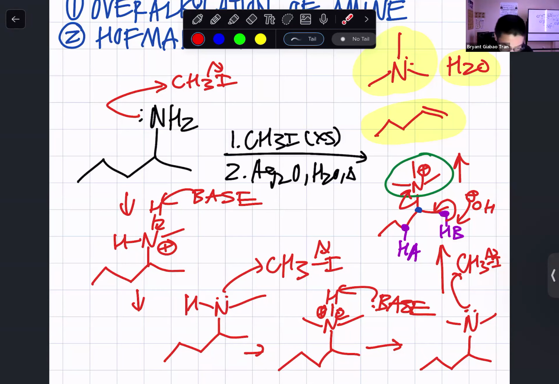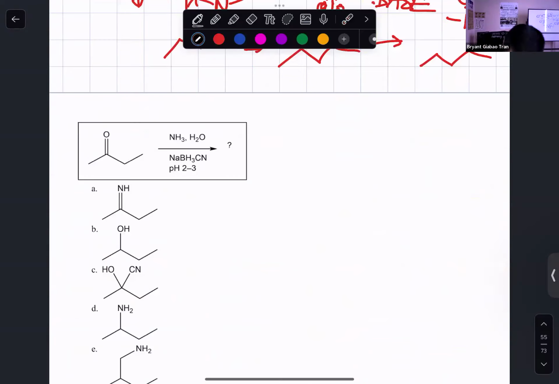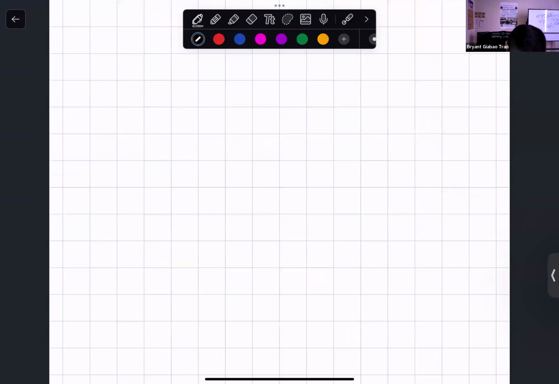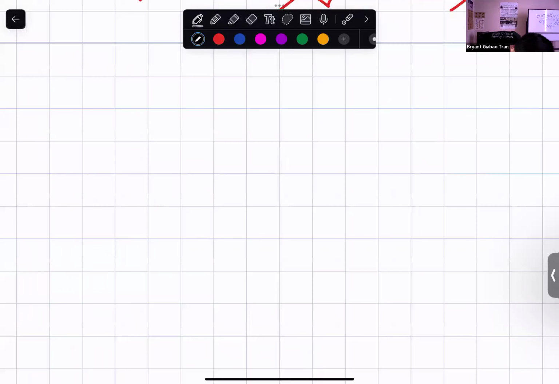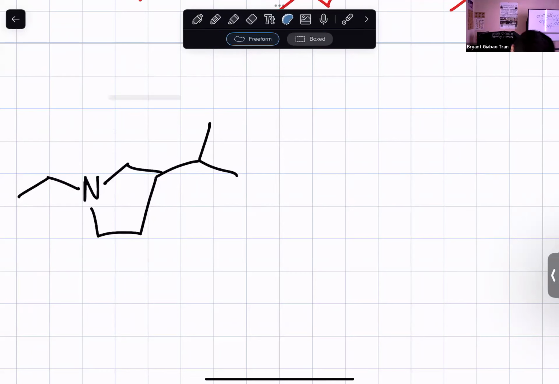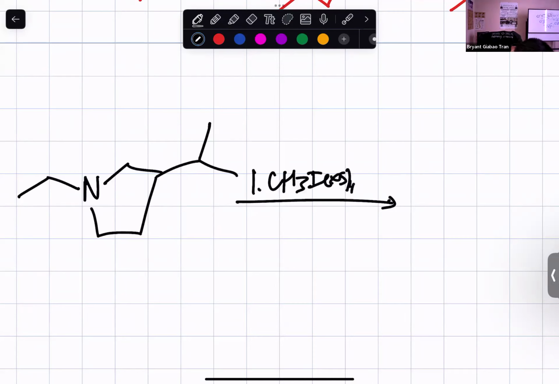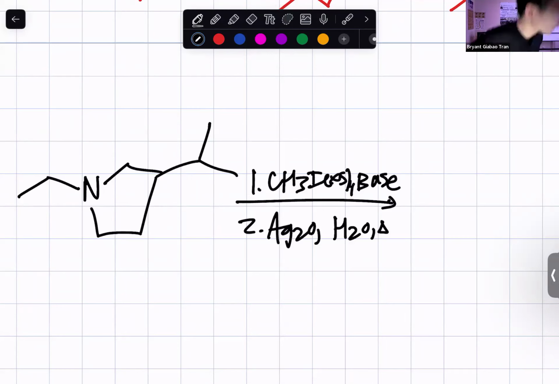Okay, so let's look at a trickier example where I have this ring right here, and I react it with the Hofmann elimination reagents. First step, excess CH3I with the base. Second step, Ag2O, H2O, heat. I'm going to show you the shortcut of how to predict a product quickly without having to do the whole mechanism, to save time on the exam.